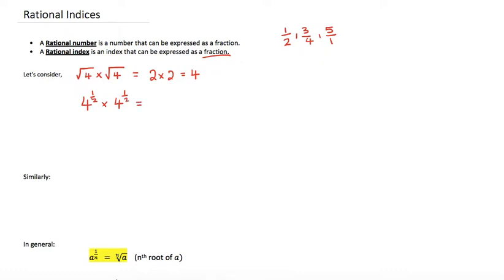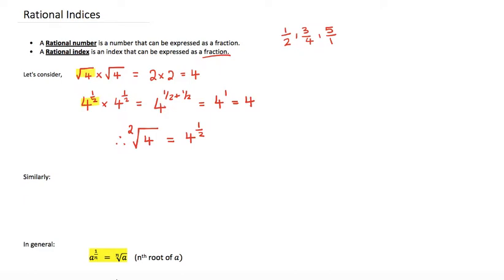So according to the first index law, when we have the same base, which in this case is 4, we add the powers, and half plus half is 1. So 4 to the power of 1, and 4 to the power of 1 is 4. So we can say that the square root of 4 and 4 to the power of half is in fact the same thing. Therefore, we can conclude that the square root of 4 can be written as 4 to the power of half. The reason why it's half is because this is the square root over here. We've got a 2 there too, but we do not write it when it is a square root.